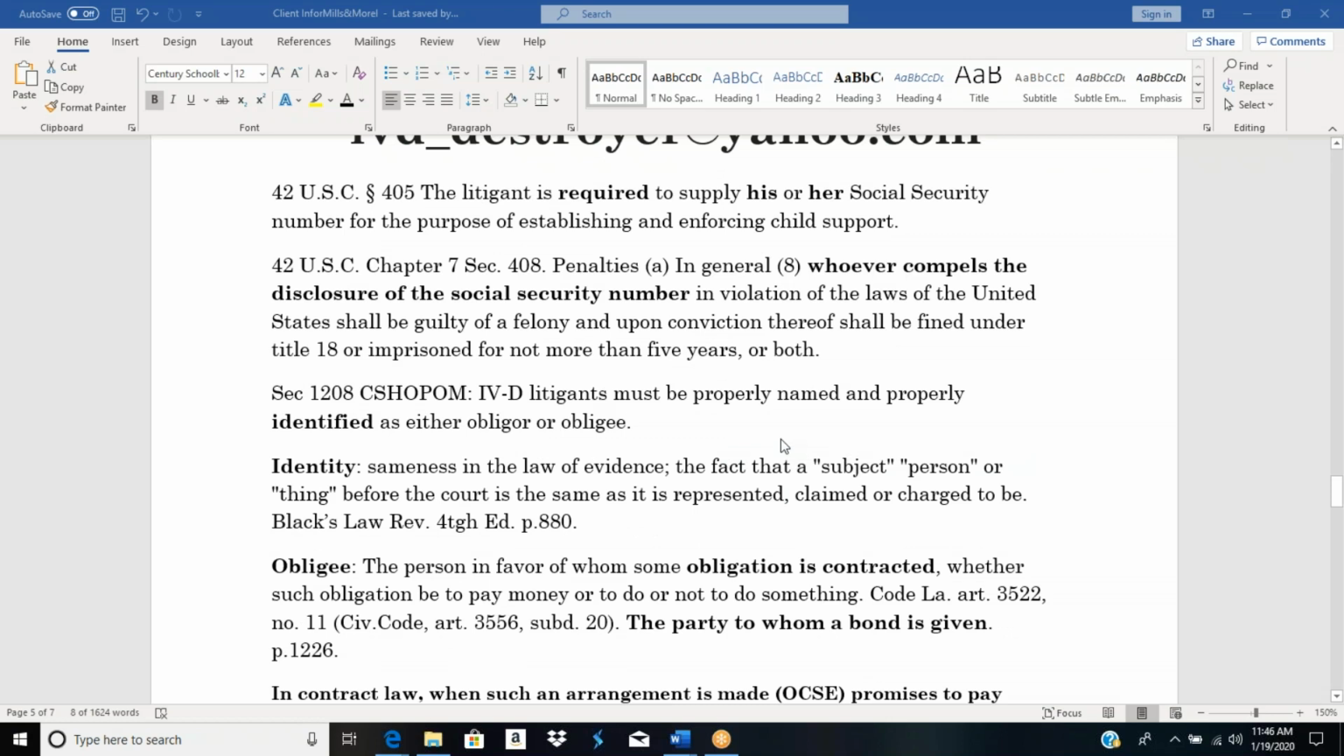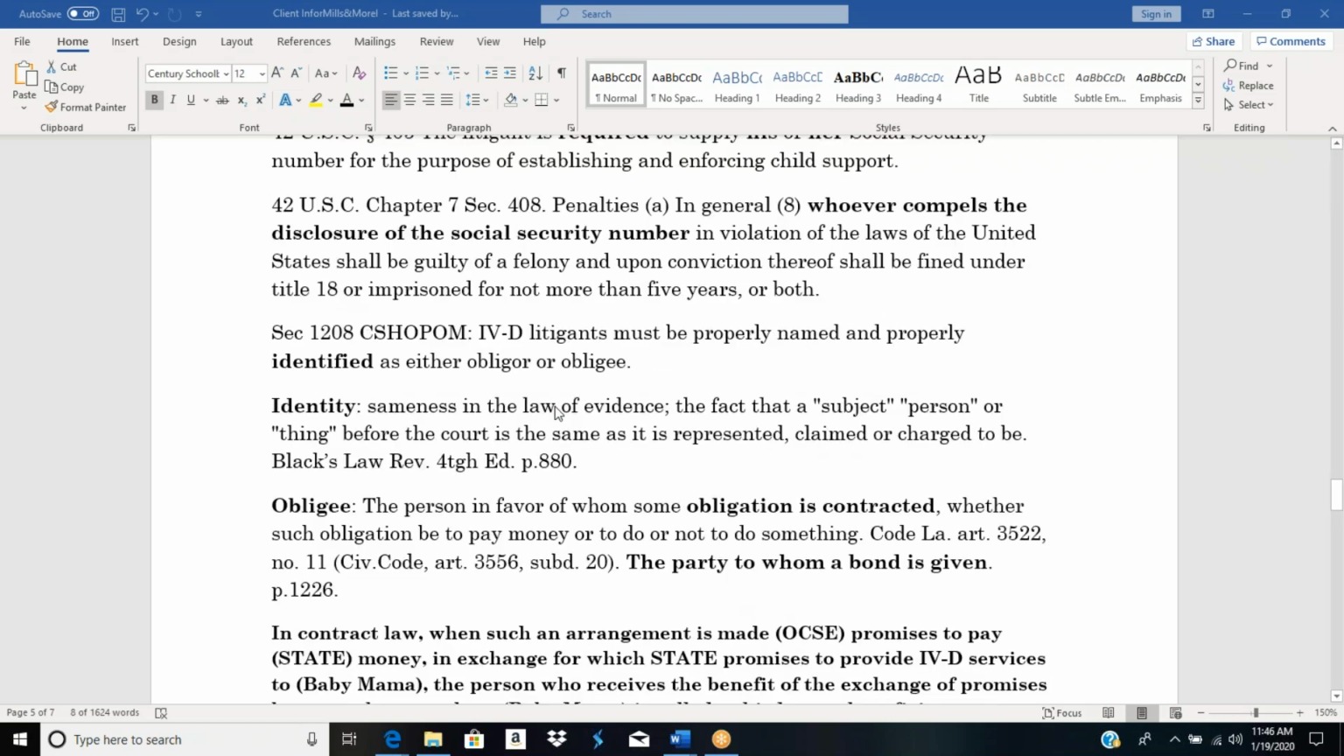Section 1208, Child Support Hearing Officer Program Operation Manual. 4D litigants must be properly named and properly identified as either obligor or obligee. Okay, the obligor and obligee are positively identified by what? Social security number. Okay. What is identity? Sameness in the law of evidence. The fact that a subject, person, or thing before the court is the same as it is represented, claimed, or charged to be.